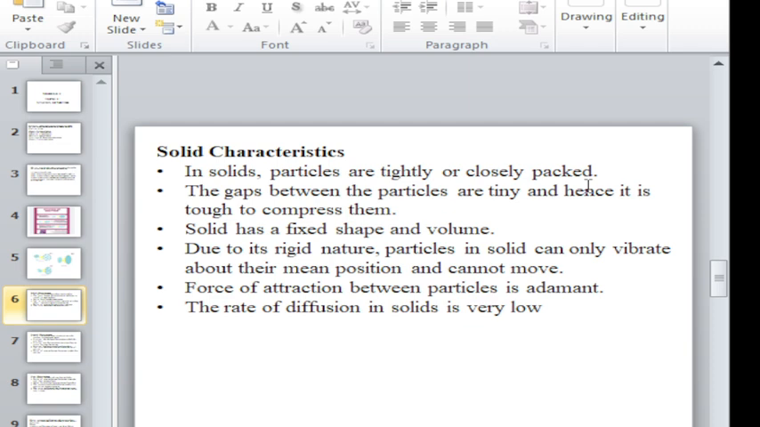5. The force of attraction between particles is adamant. 6. The rate of diffusion in solid is very low.